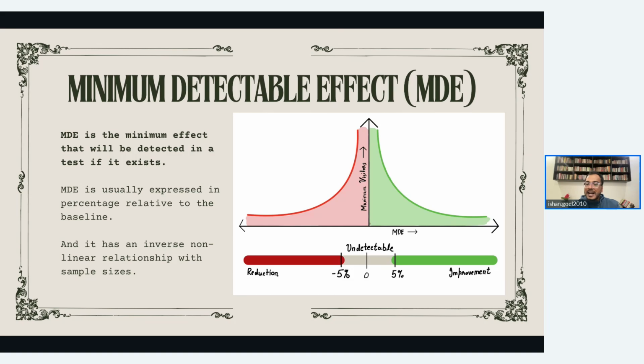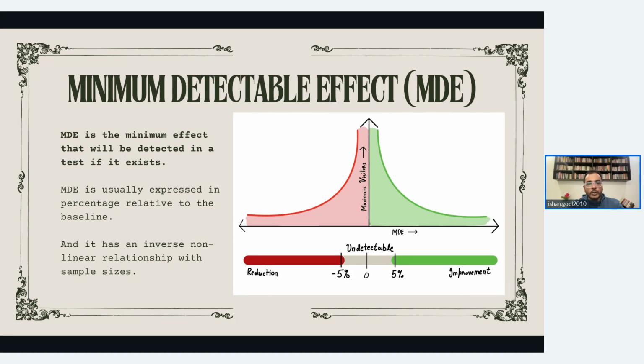with 20,000 visitors, I can detect a positive effect of 5%, as well as a negative effect of 5%. So if I have a 10% conversion rate and a 5% MD, and I get 20,000 visitors, then what it means is that either the winning variation should have more than a 10.5% conversion rate, or the losing variation should have less than a 9.5% conversion rate.